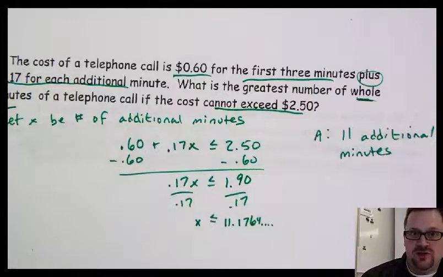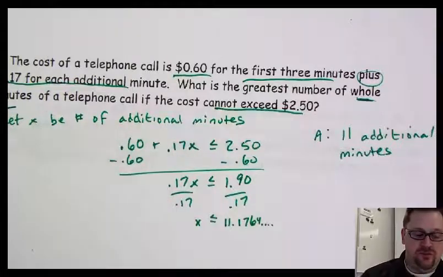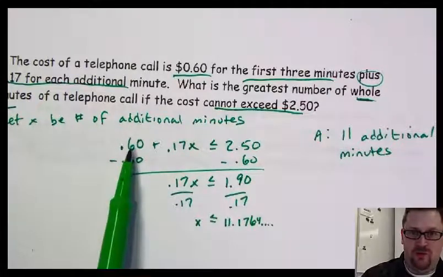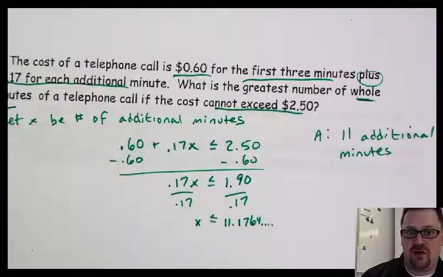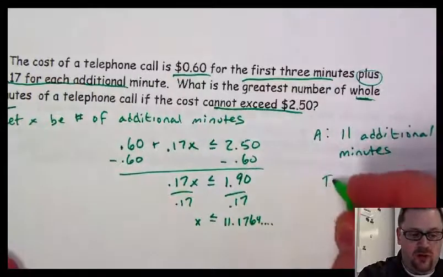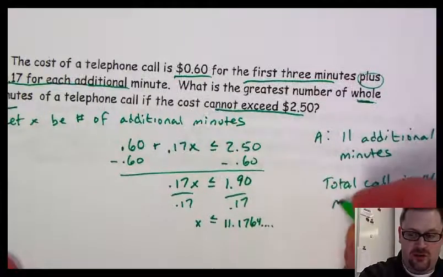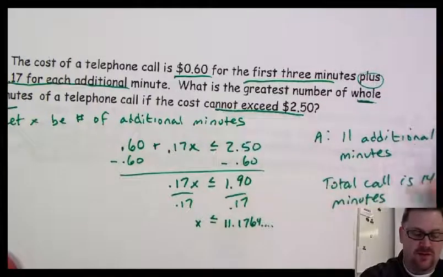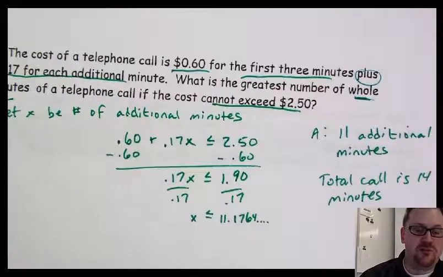Now, the other thing to pay attention to is that x stood for the number of additional minutes. This asked for the entire phone call. So don't forget what this right here really represented. The 60 cents was actually the first 3 minutes of the call. So the total call is 14 minutes long, if that makes sense. And that's the longest that the call can be made if it's going to cost $2.50 and no more.